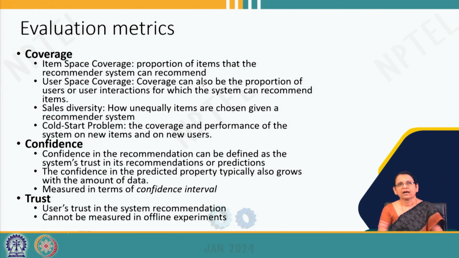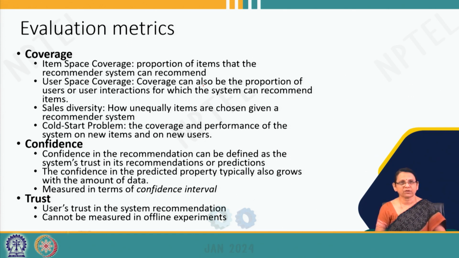Sales diversity: how unequally the items are chosen given a recommender system. Coverage can also address the cold start problem; you can find out the coverage and the performance of the system on new items. Second is confidence. Confidence in the recommender system can be defined as the system's trust in its recommendation or prediction. The confidence in the predicted property typically also grows with the amount of data. The measurement in terms of confidence interval can be done for this purpose.